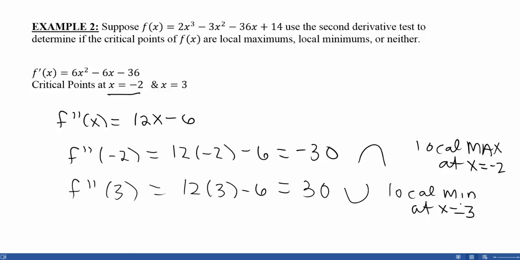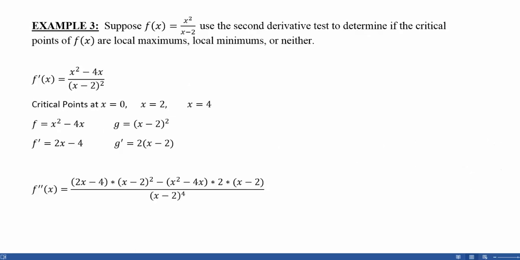Now, the last two examples, the derivative was relatively straightforward, so the second derivative test was a good idea. But for the next couple of examples, we'll see how difficult the second derivative test can be if you have to take the second derivative of a tricky function. Example 3. Suppose that f of x is x squared over x minus 2. Use the second derivative test to determine if the critical point of f of x is going to be a local max, a local min, or neither.